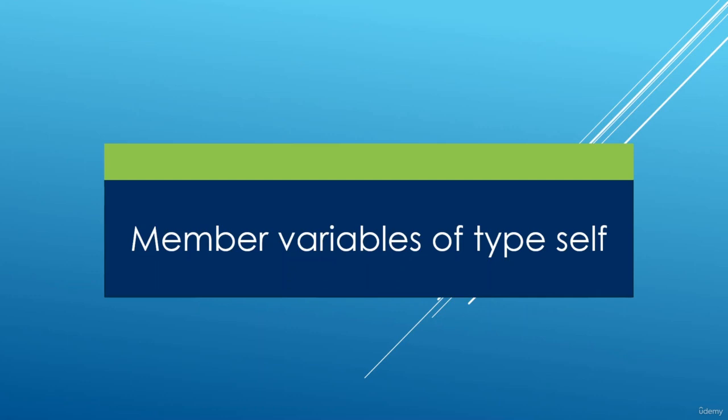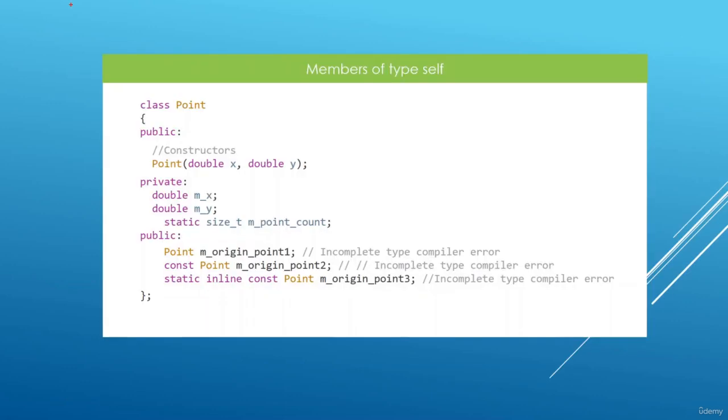In this lecture, we're going to explore the case where you are declaring the class, but at the same time, you want to use member variables of the same class. Let's look at an example. Here we have a point class. It is an innocent point class.